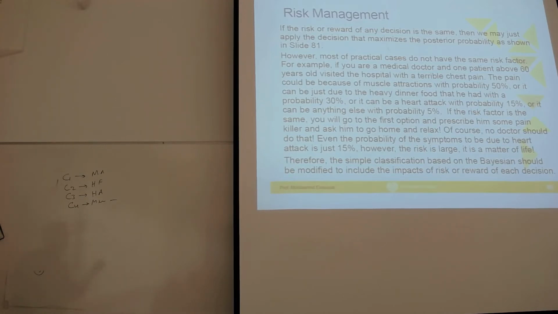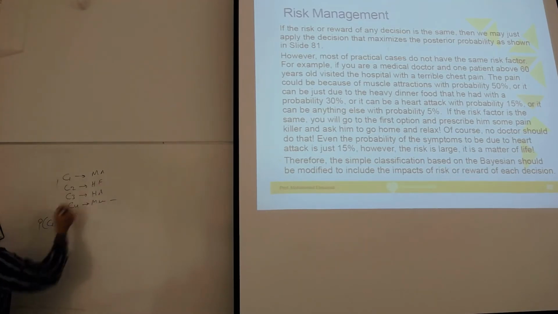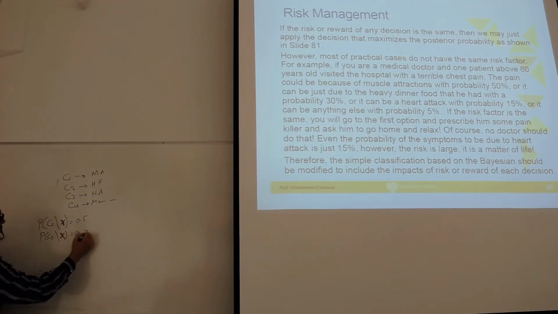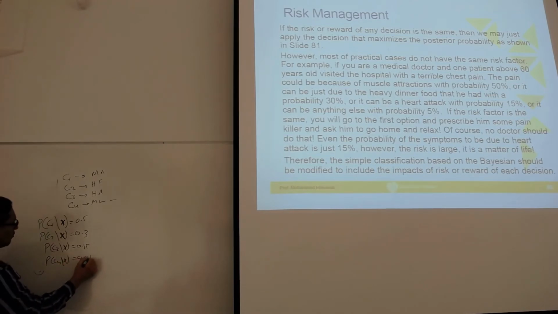Now if we compute the probability given the symptoms that this patient has, the probability of being within C1 given the symptoms, just muscle attraction, is 0.5. The probability of being in C2 given the symptoms is 0.3, the probability of heart attack given the symptoms is only 0.15, and the probability of some other minor reason given the symptoms is 0.05.